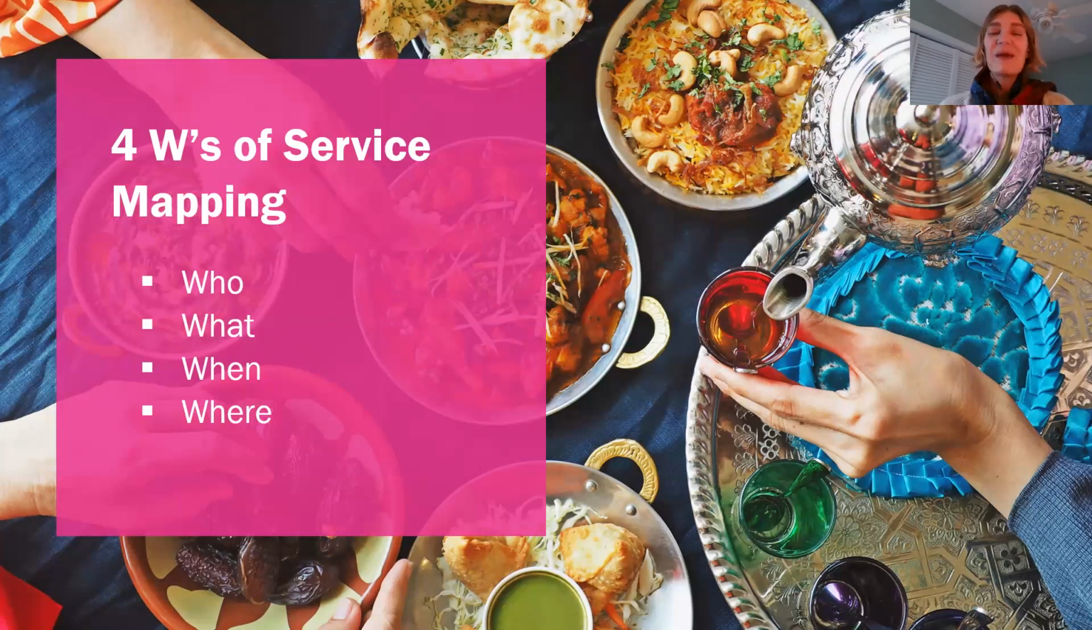As we are mapping services, it can be helpful to follow the 4 W's of service mapping. What we're really looking at is who. Who in our community is providing culturally and linguistically appropriate services within our service community? Many of us on this call have very wide-ranging service communities, so it's looking at where the pockets of service providers are in different towns or regions within our communities. And then we're looking at the what.